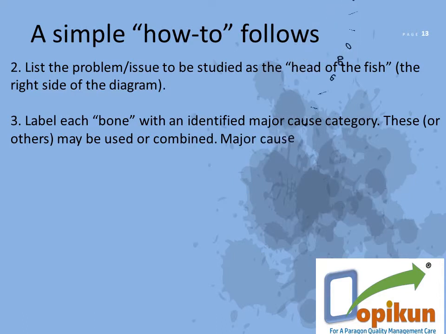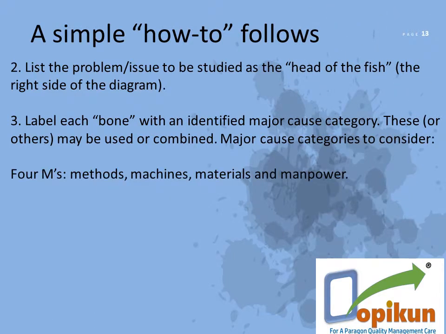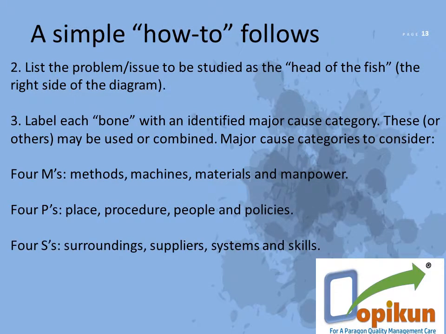Major cause categories to consider. 4 M's: methods, machines, materials and manpower. 4 P's: place, procedure, people and policies. 4 S's: surroundings, suppliers, systems and skills.